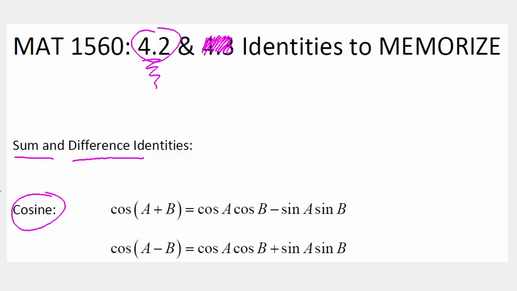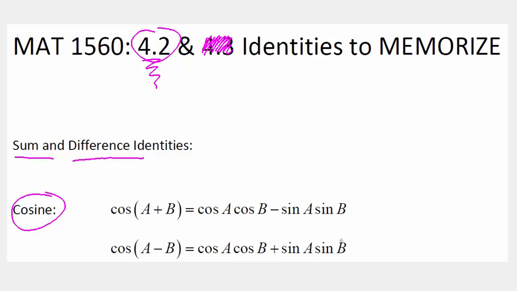I'm going to read them and then discuss just some similarities with them to help us memorize them, and then we'll see plenty of examples using them. The first one reads, the cosine of a plus b equals the cosine of a times the cosine of b minus the sine of a times the sine of b. Of course, the second one reads similarly but different, cosine of a minus b equals cosine of a times cosine of b plus sine of a sine of b.